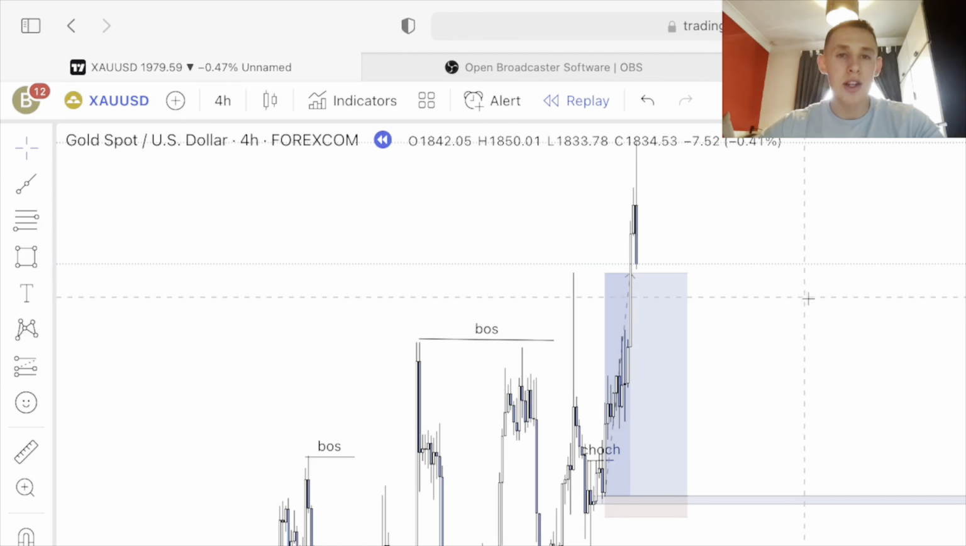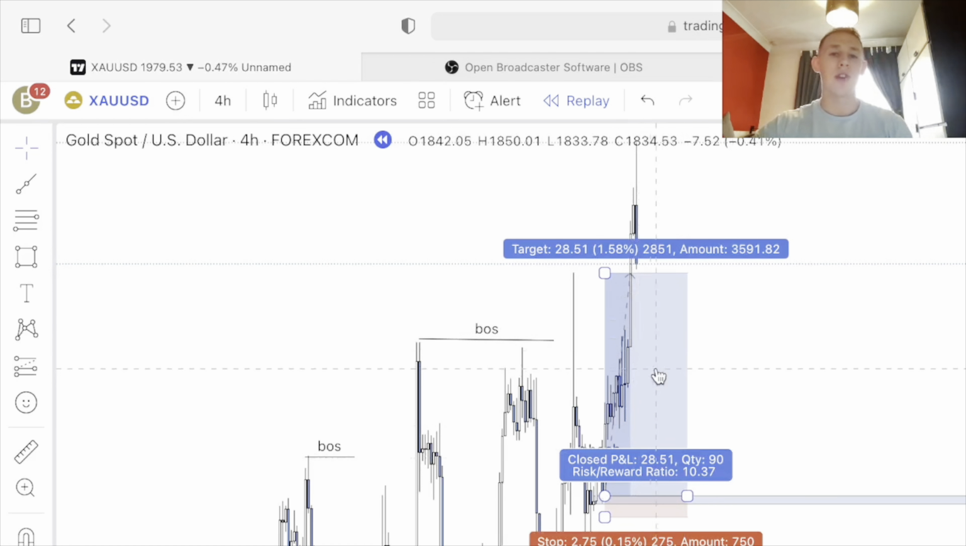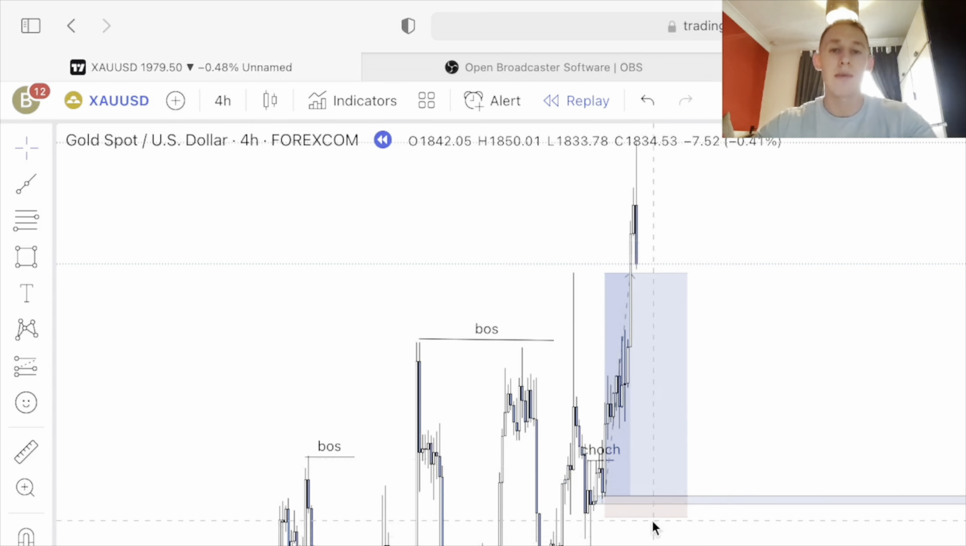And as such, you can get very high risk to reward ratio trades like this, since we are entering on the lower time frames and targeting the higher time frame areas.